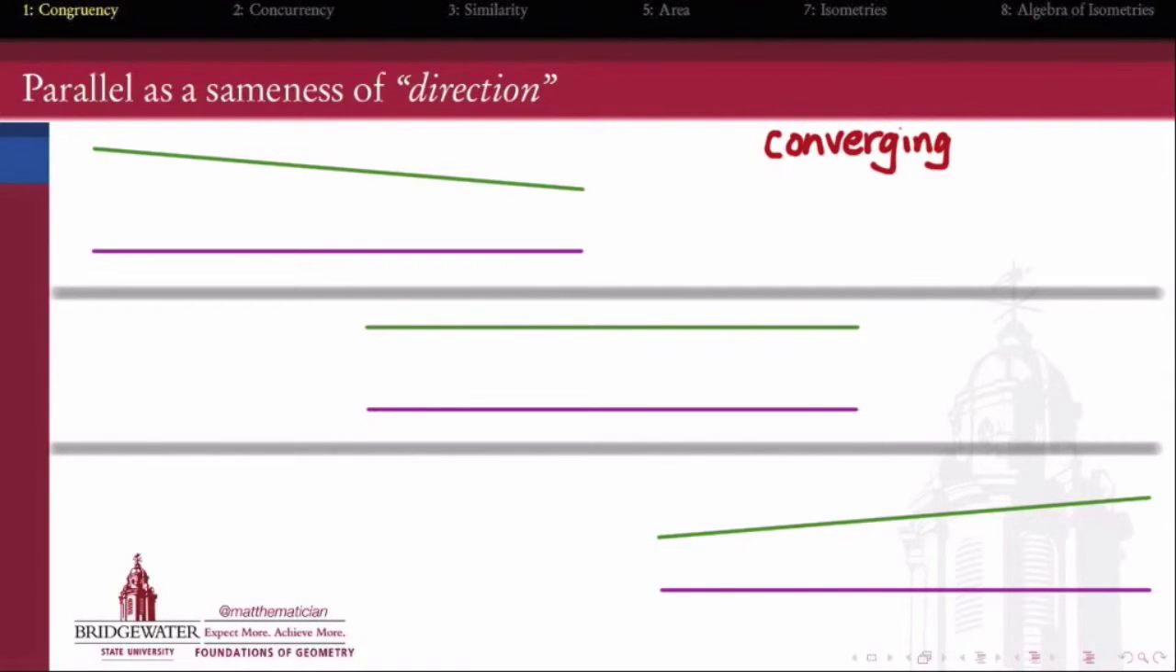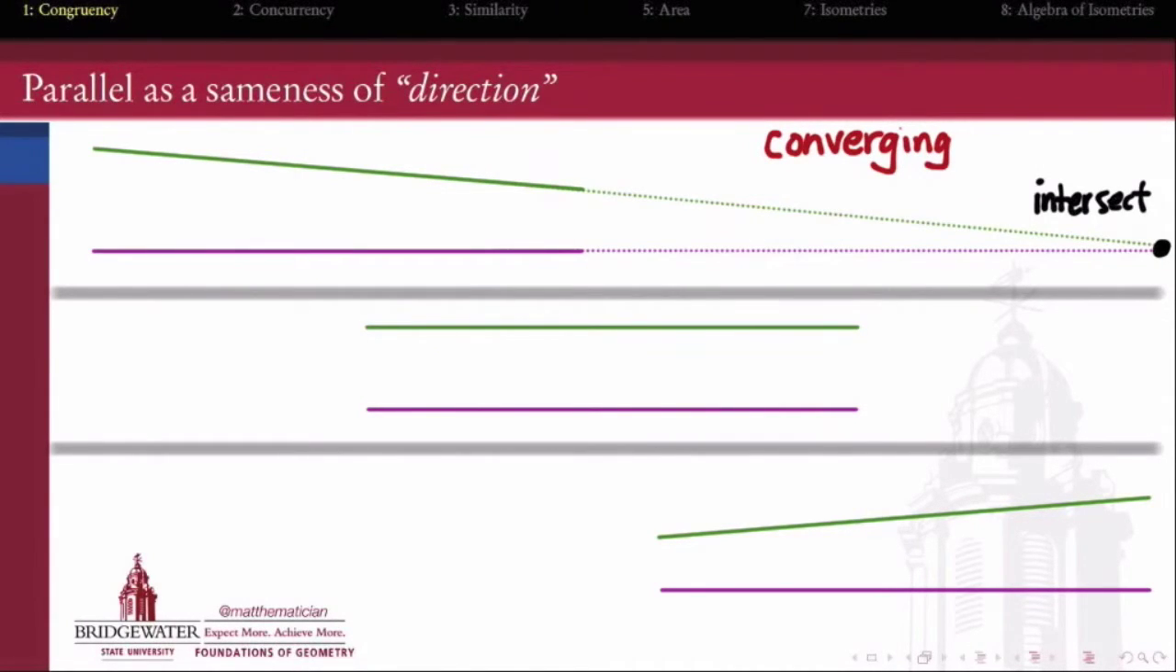The set of lines on the top here, I'm going to think as being converging. If we were driving cars on each of these lines going from left to right, those cars would be getting closer together over time. If we continue those lines off to the right, there would be an intersection point between those two lines off at the right side of the page.